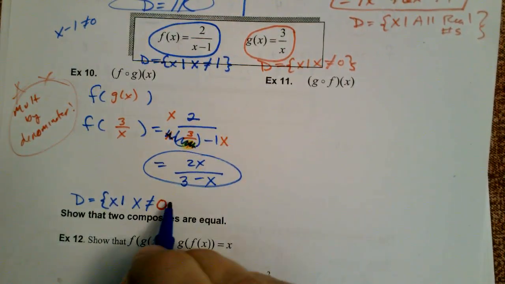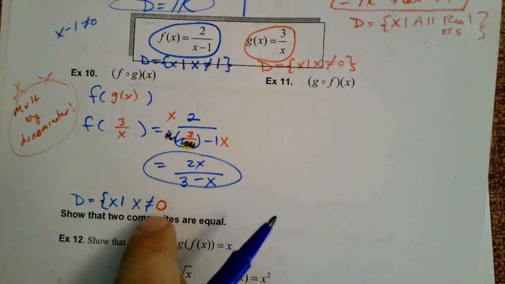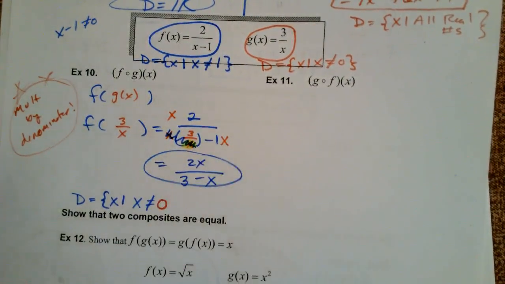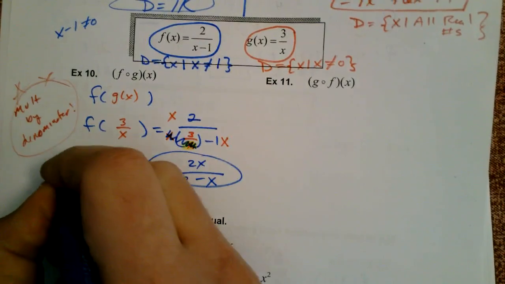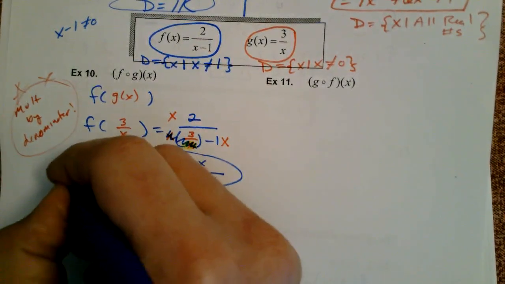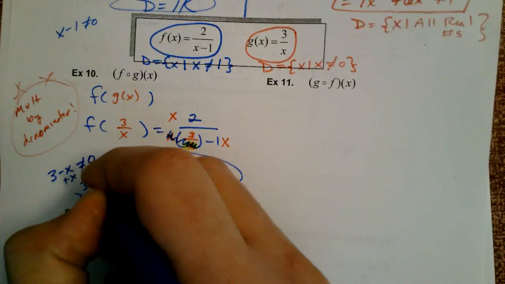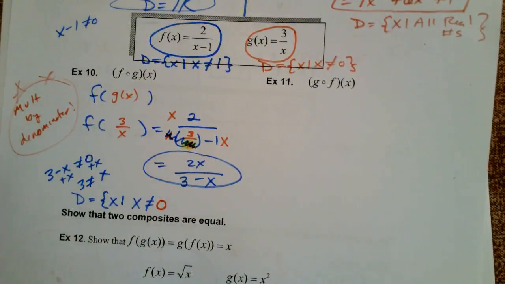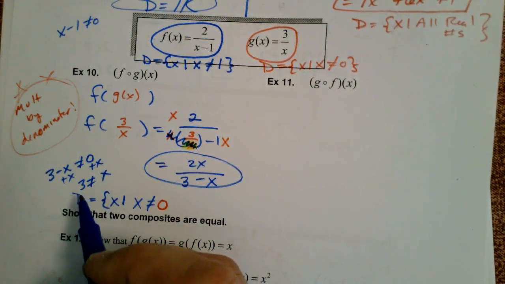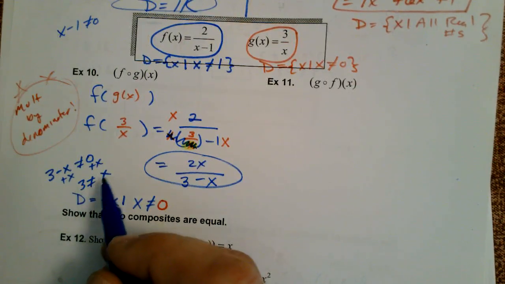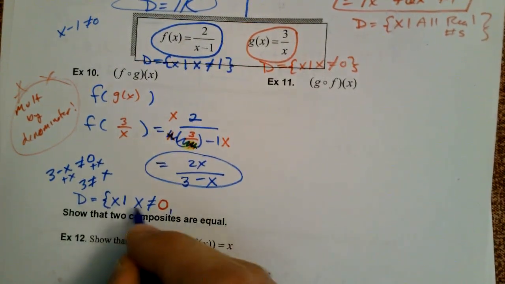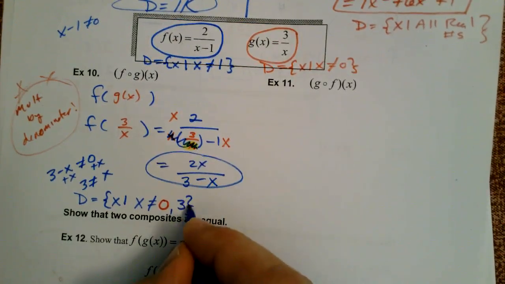Now to finish off, you're going to be asked for the domain. I have a restriction of 0 from my input, and now this is my output. This is my final composite. So I have to look at 3 minus x. That can't be 0 either. So when I add the x over, I get 3 can't be x. That doesn't make sense. That's written backwards, right? That's like Yoda: 3 cannot be x. Yeah, that's just crazy. It would be x cannot be 3. So x can't be 0 or 3.